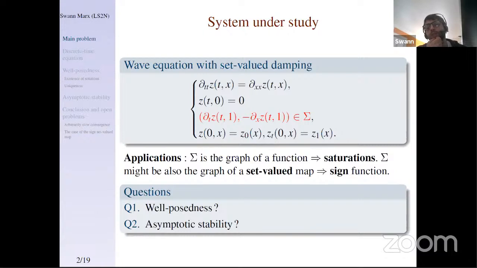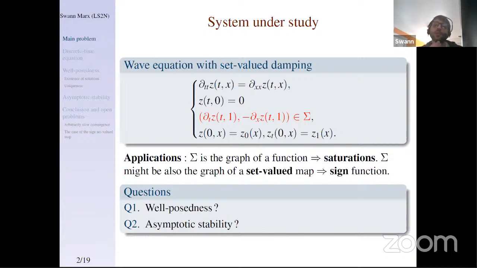And among the damping that we can consider, we can, for instance, include the saturations that are nonlinearities that model amplitude constraints and that are really used a lot in automatic control theory. But sigma might be also the graph of a set-valued map. And among the set-valued map that we can consider, you can consider the sign function. The sign function may, for instance, represent some dry damping, or it is also used a lot in automatic control, for instance, in the context of sliding mode control.